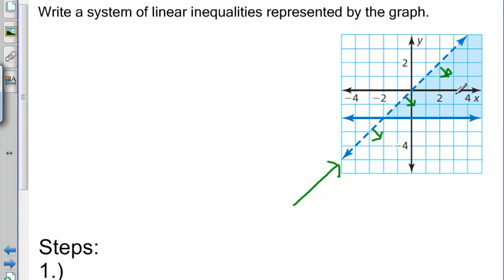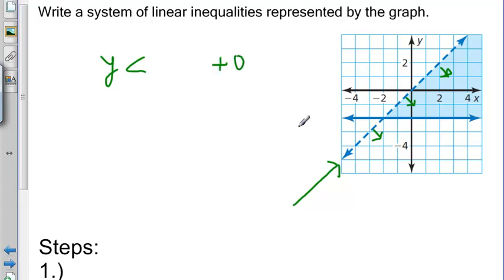So now we want to talk about this. So this is a less than. Y is less than. It's dotted, so it's not an equals to, and it's definitely below. And then we have a y-intercept of 0, so it's going to be like a plus 0.